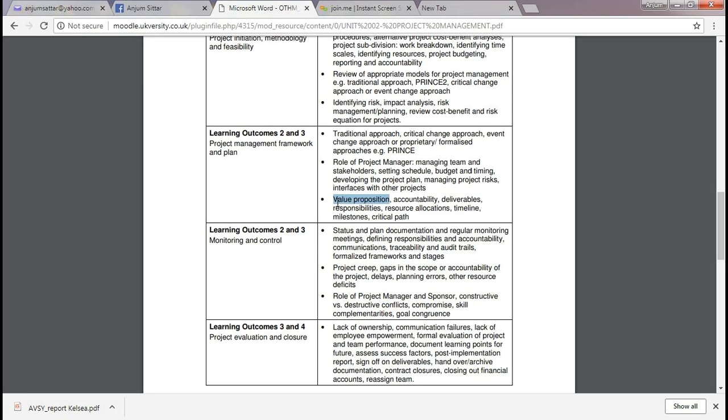So that's really we need to look around. Accountability, deliverables, can we deliver it, responsibility, resource allocation, timeline, milestone. These are the key dates, key things. Critical path analysis, which is quite a crucial model, which we need to look around. What are the critical things in a project?